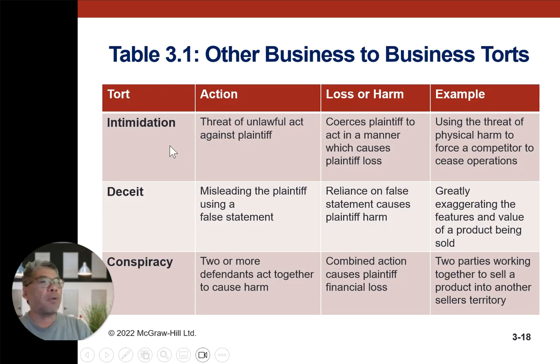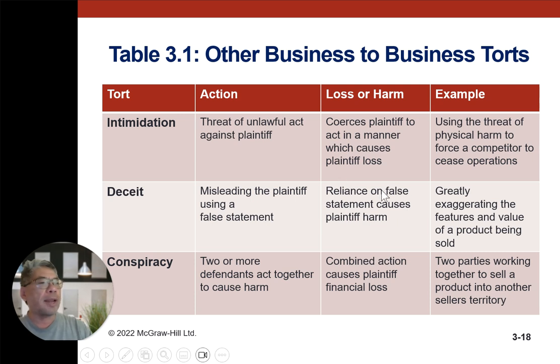This is another type of tort: intimidation. Intimidation is an action with trade or an unlawful act against the plaintiff. It coerces the plaintiff to act in a manner which causes the plaintiff harm. Example of this: using the threat of physical harm to force a competitor to cease operation. That is intimidation. Okay?